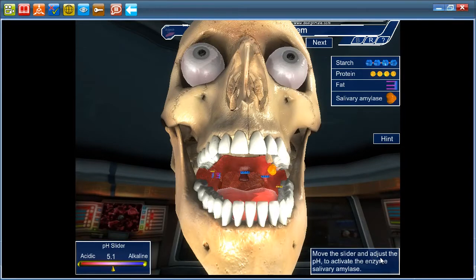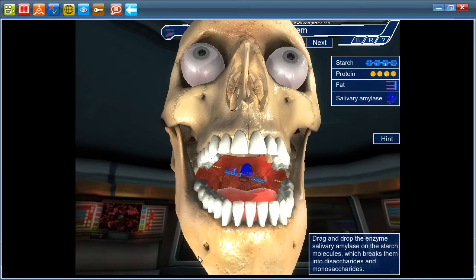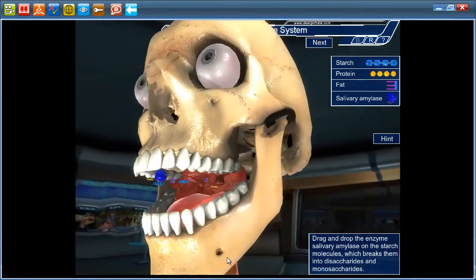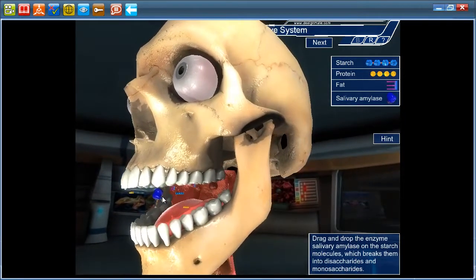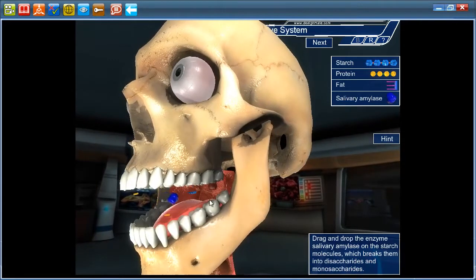Move the slider and adjust the pH level. Now I have to create a pH environment here which can activate this salivary amylase enzyme. If I know the pH level, it's okay. Otherwise I can go to the hint and it tells me that the pH level has to be between 6.7 and 6.9. So I move the slider to make the environment alkaline, which makes my salivary amylase enzyme activated.